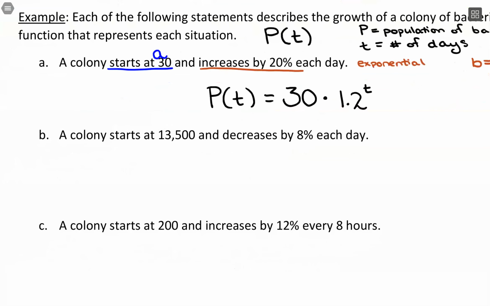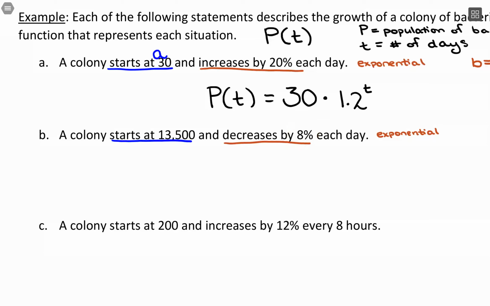A colony starts at 13,500 and decreases by 8% each day. So it's really because of that decreasing by a certain percentage each day that I know this is exponential. And yes, we're in the exponential function, so we can assume this is exponential, but what we're going to start doing is mixing our different types of functions together. So we want to be able to recognize the information and what characteristics make it exponential. In this case, it's this percentage each day that's occurring.